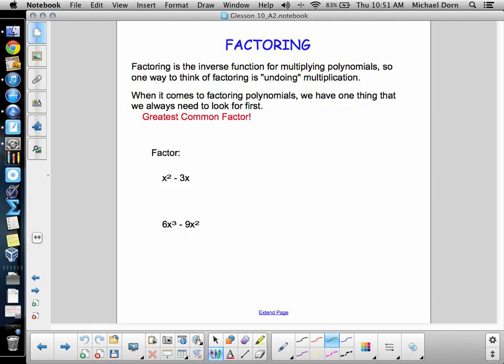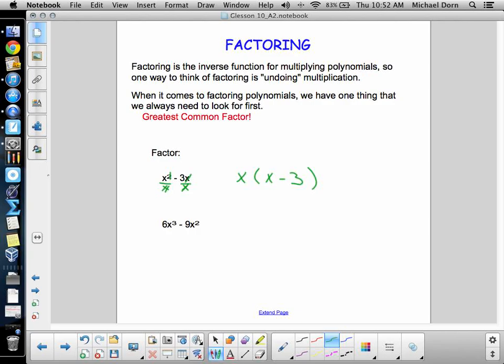So if I have something like x squared minus 3x, what do they have in common? What's their common factor? Just x. And if I factor that x out, which remember factor means divide, so it's like we're dividing everything by x, what's left after that division? X minus 3. Because the x squared cancels the x, and that cancels that. That's why factoring is like division.